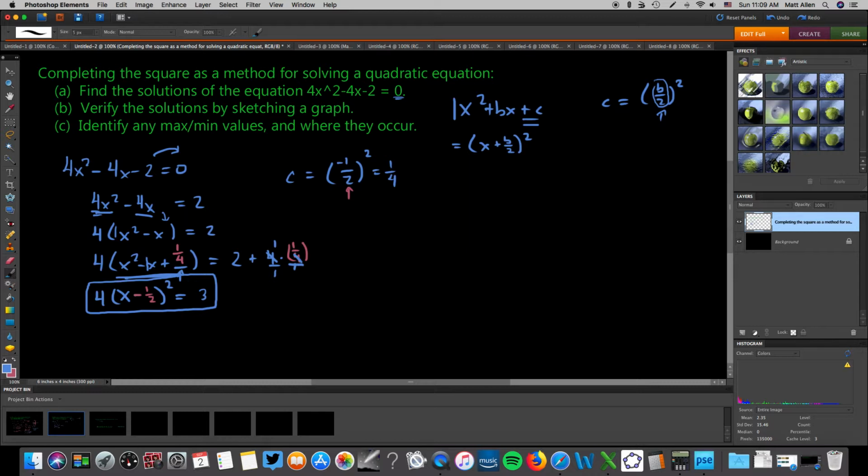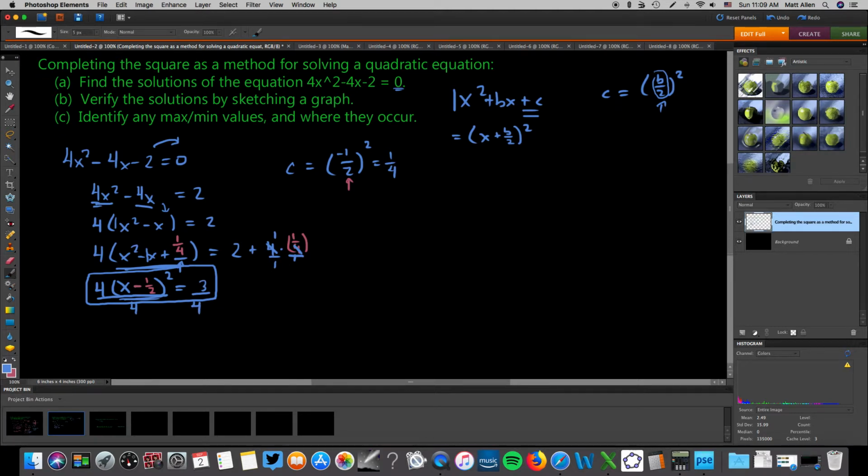In this case, since we're finding the zeros, there's no reason to bring this 3 back over to the left-hand side, because what we're going to try to do is get this squared quantity by itself, so that we could use square roots to solve this. So what I'm going to do is go ahead and divide both sides of this equation by this 4. Let me scroll down a little bit here, give us some room.